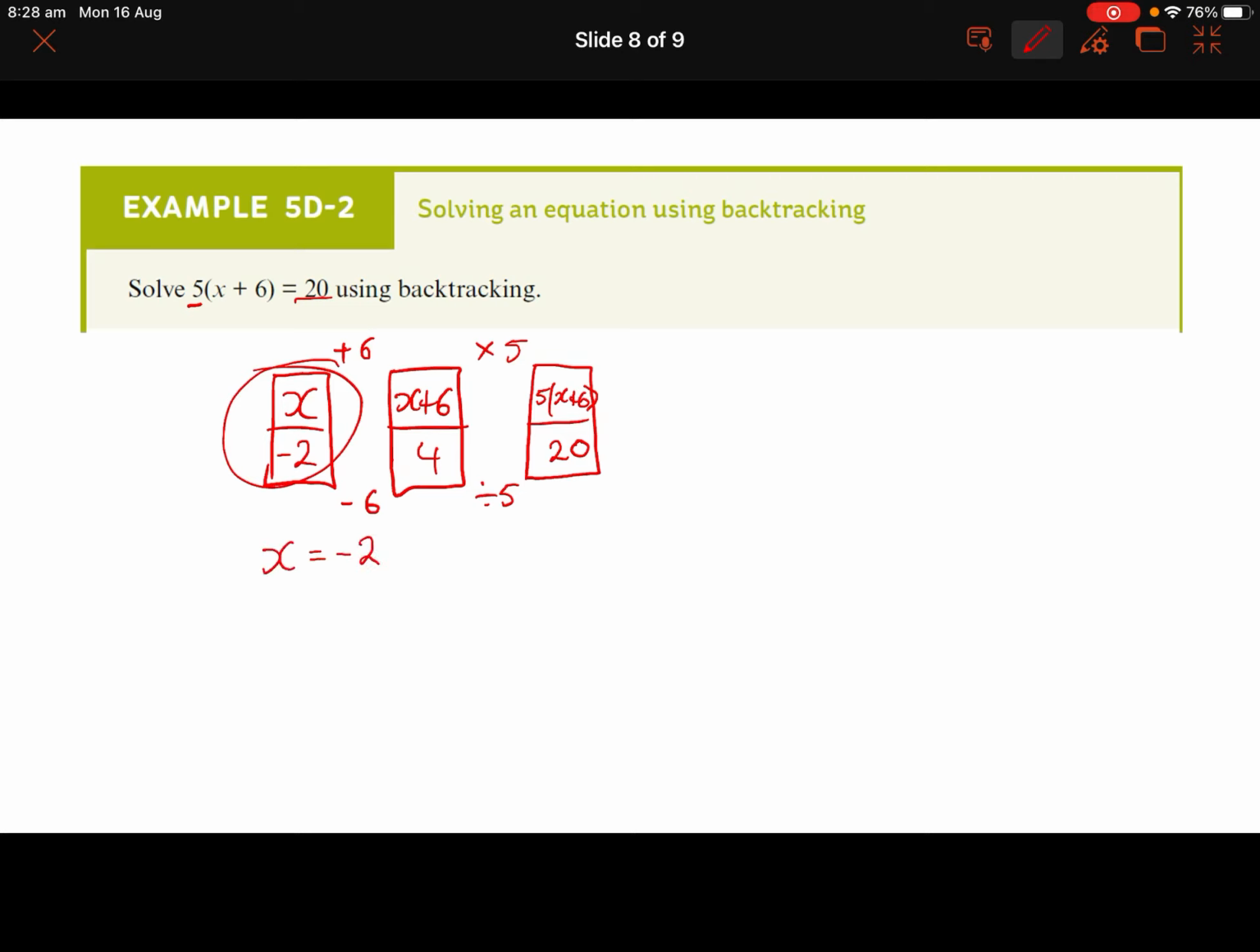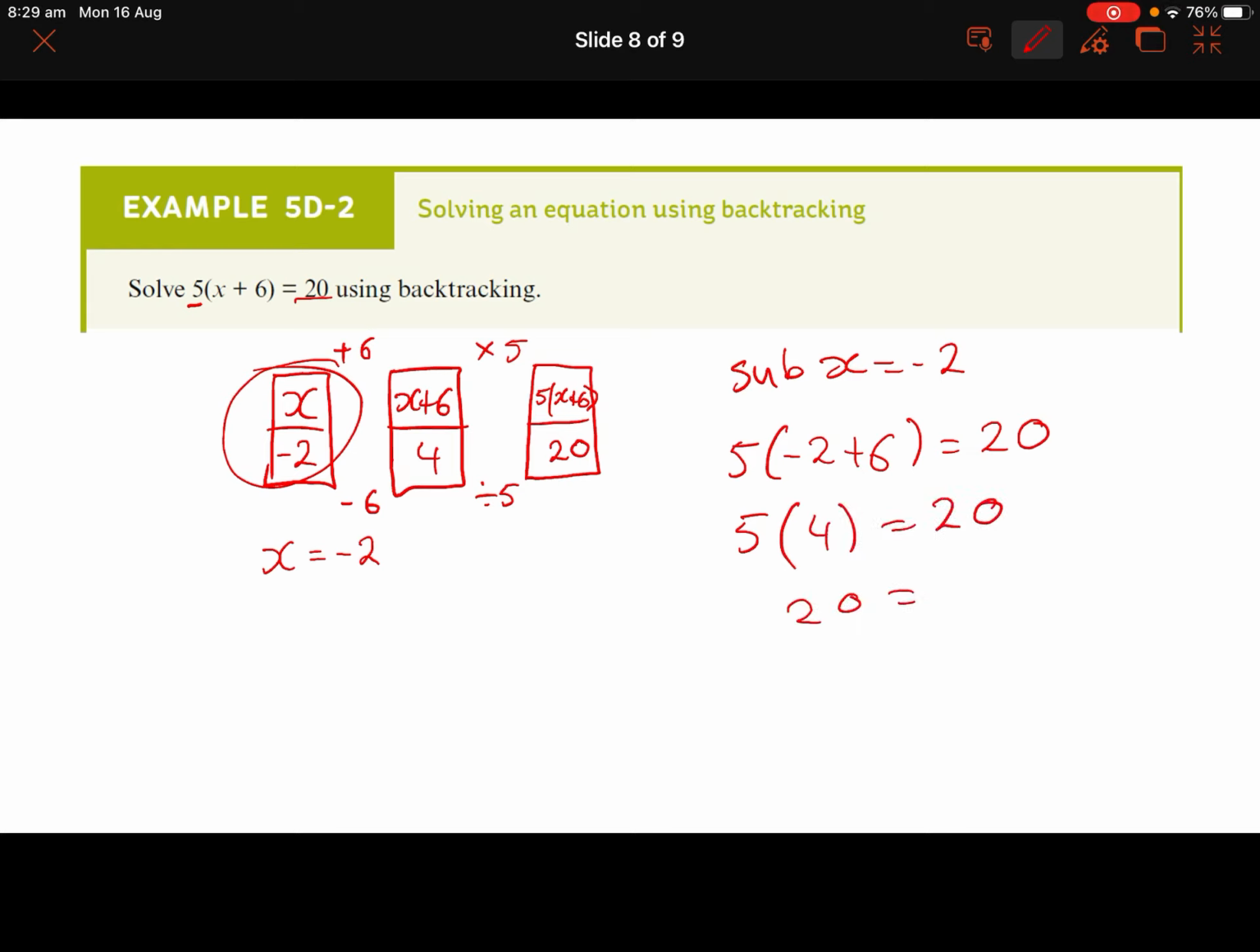All right, let's check it. Let's sub in x equals minus 2 and see if we got the right answer. So you've got 5 times (minus 2 plus 6) equals 20. Minus 2 plus 6 equals 4. And 5 times 4 is 20. So that's true. So that's our answer there.